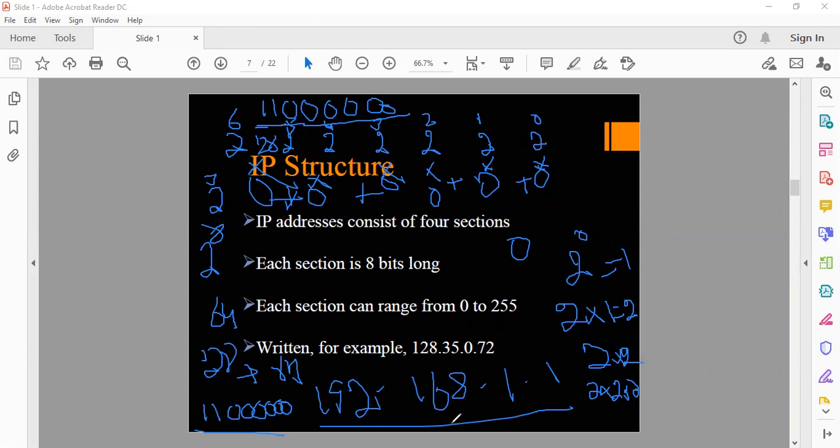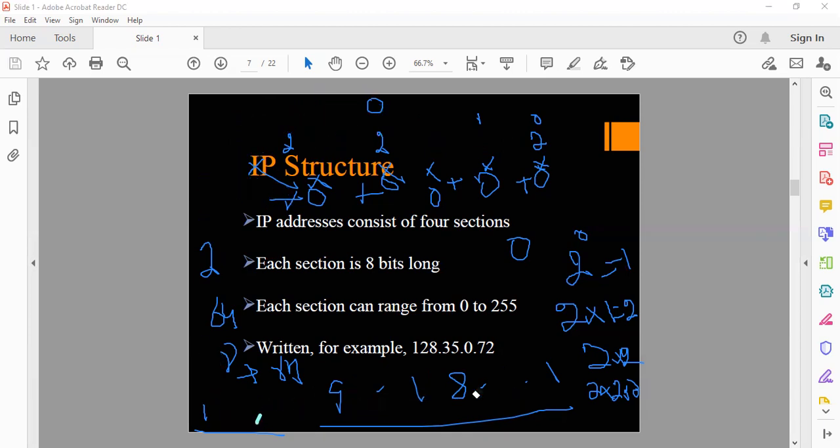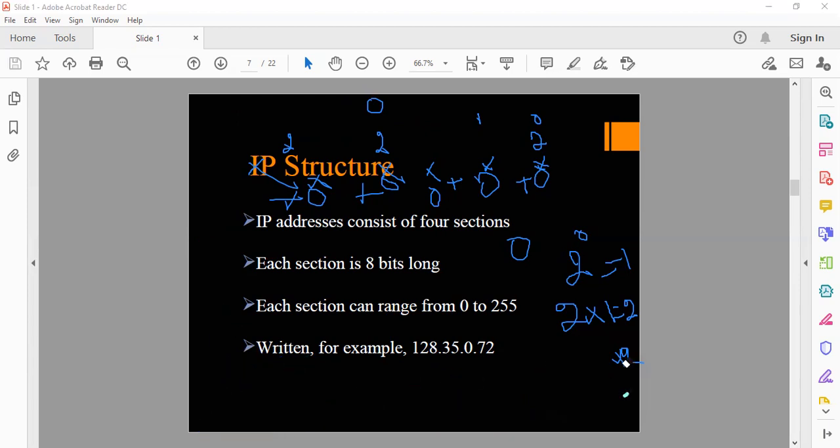Similarly for 168, you can write this 168 in binary form. I will remove it, then we will move forward.